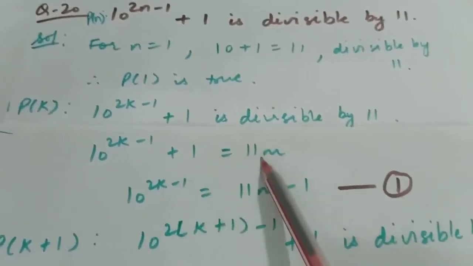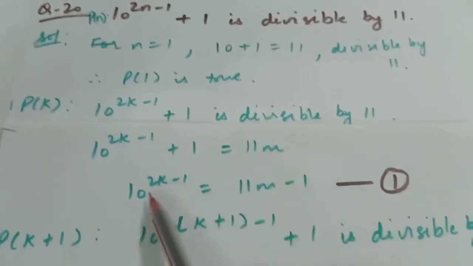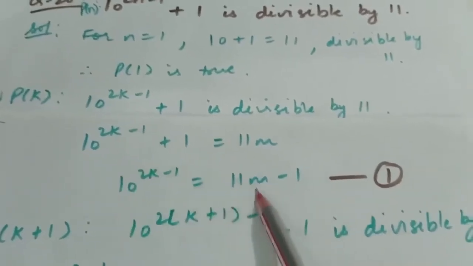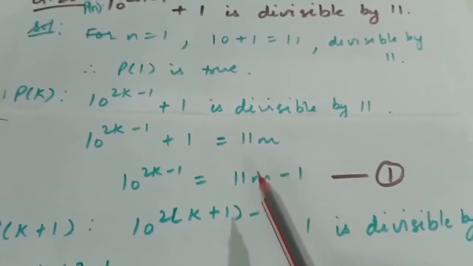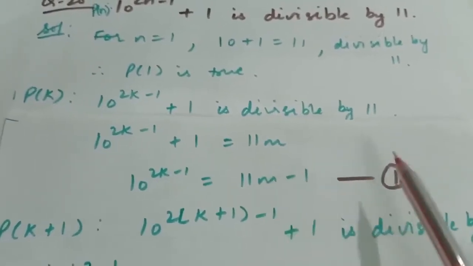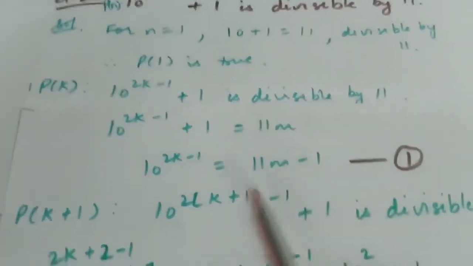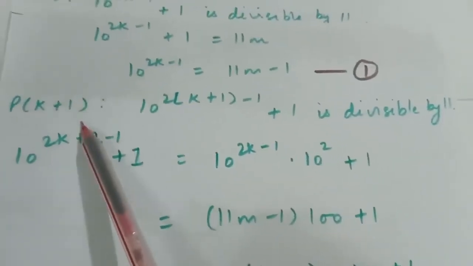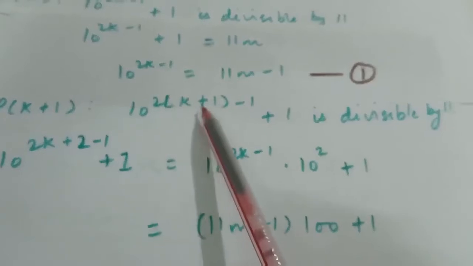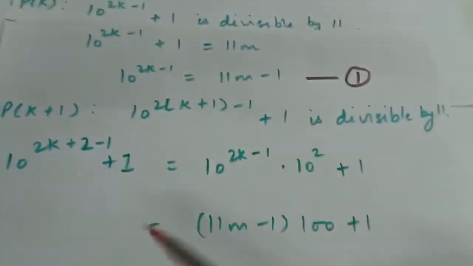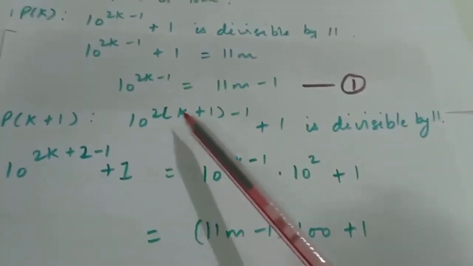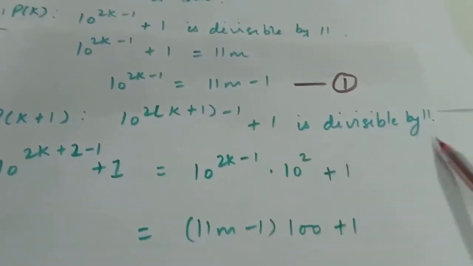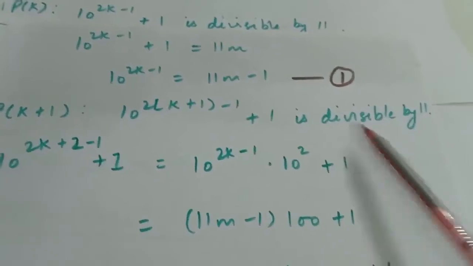So this term is equal to 11m. Now find the value of one term. We are finding the value of 10 raised to the power 2k minus 1, which is equal to 11m minus 1. As we are going to use this result, let this be 1. Now we will show that Pk plus 1 is also true. So first of all, write Pk plus 1. In place of k just put k plus 1. So Pk plus 1 will be: 10 raised to the power 2k plus 1 minus 1 plus 1 is divisible by 11. This we wanted to prove.